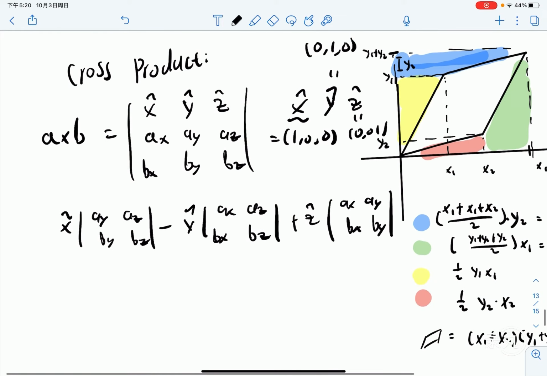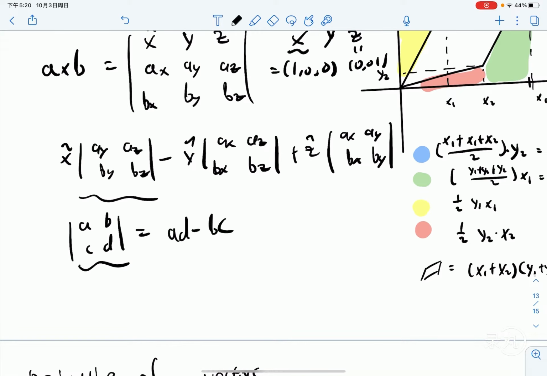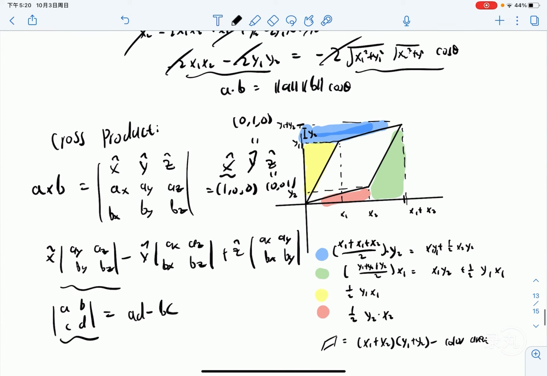So what do I mean by this term? This term is called a determinant. And the way you evaluate a determinant is by finding this. For example, just taking a, b, c, d, the determinant of this is going to be ad minus bc. And it's pretty nice, you know.